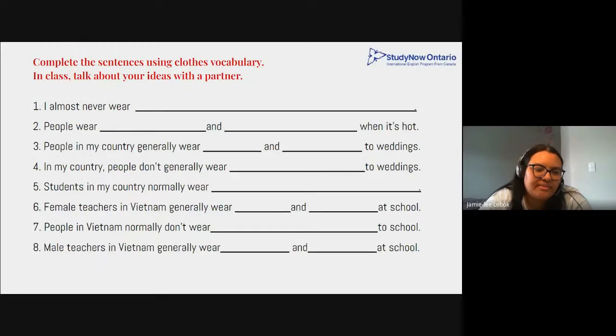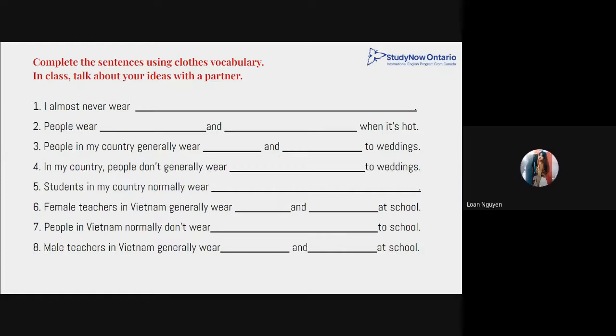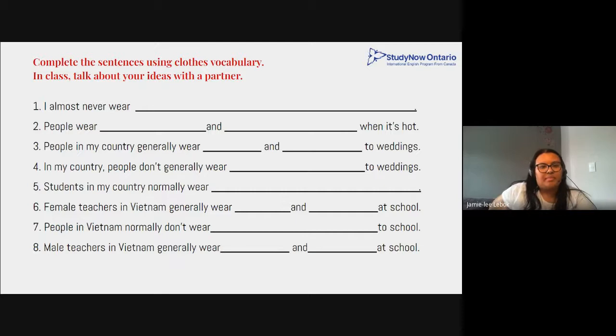Luon, question number two is for you. Luon, can you hear me? Yes, I'm here. Great. Sentence two. I think people wear shirts, and I think a t-shirt just when it's hot. When it's hot, shirts and t-shirts. Okay. People wear shirts and t-shirts when it's hot. Thank you, Luon. Very good sentence.